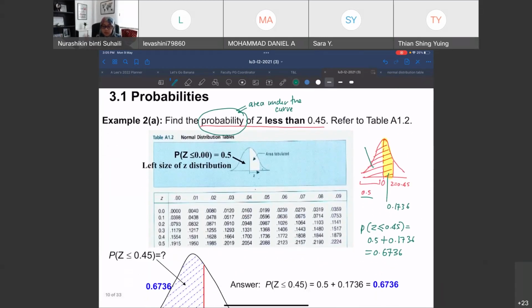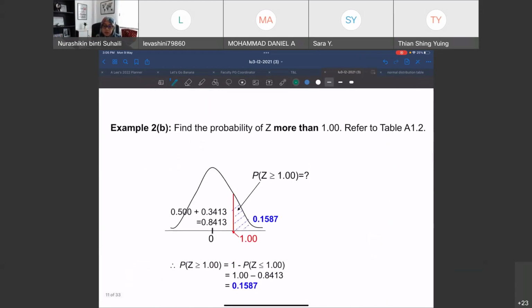Okay, second example. This one is quite straightforward because you don't have to use any trick. You just go directly to the table, get the values, and you don't have to subtract anything. In some questions, they would play some tricks with you. For example here, find the probability of z more than 1. So you have to understand the question very carefully.